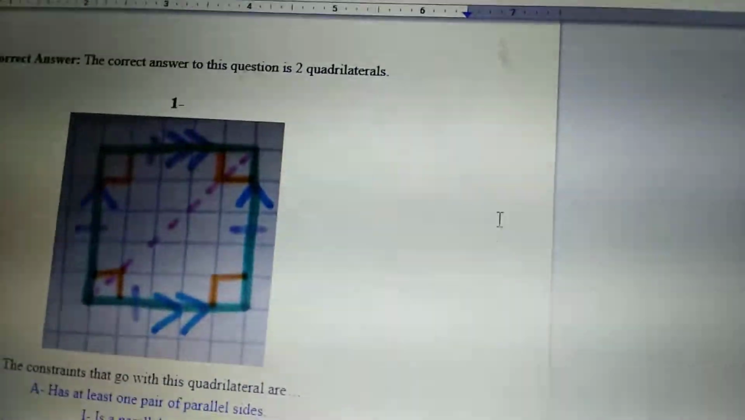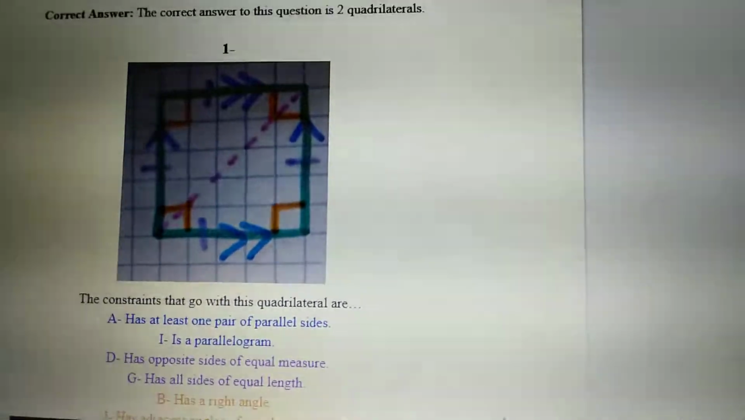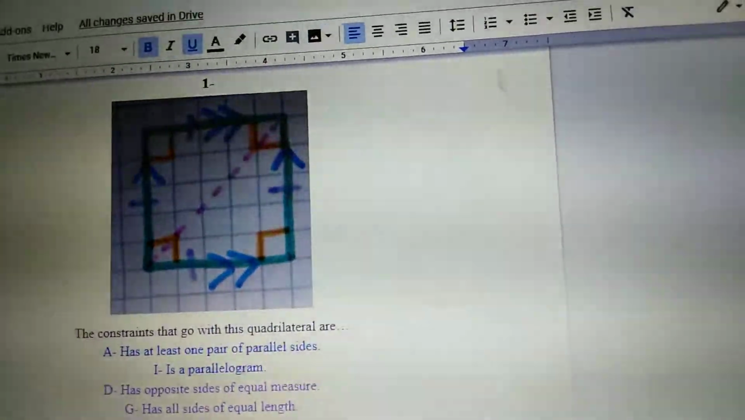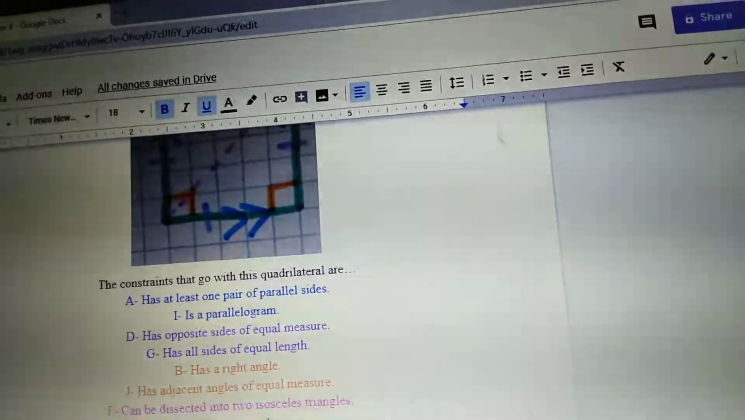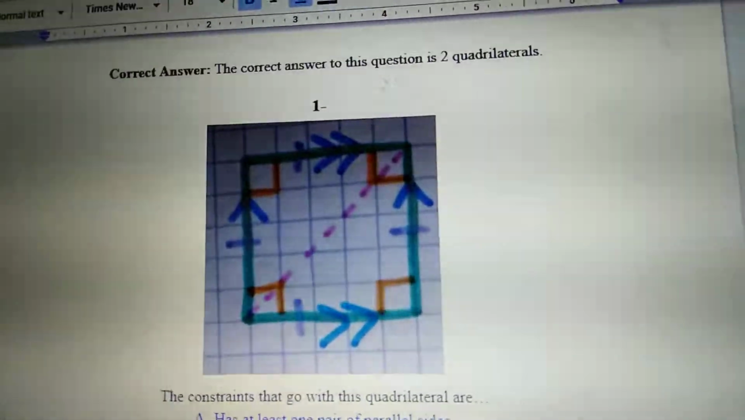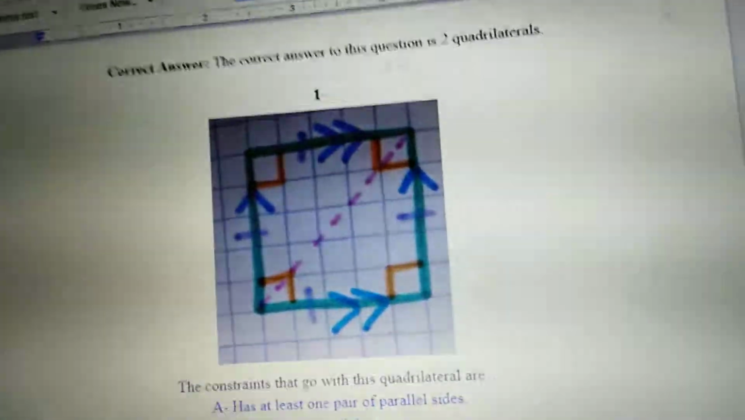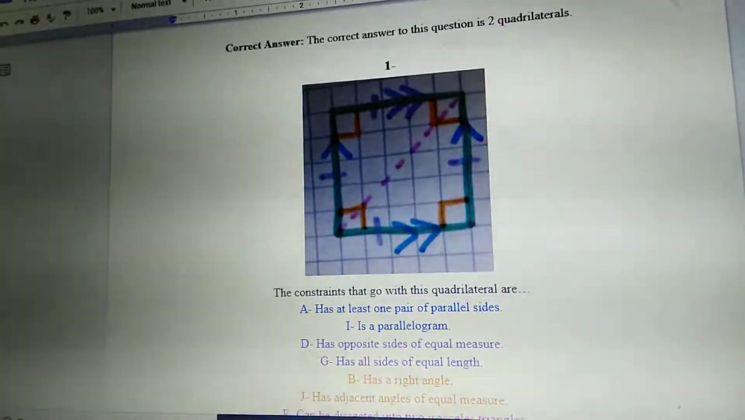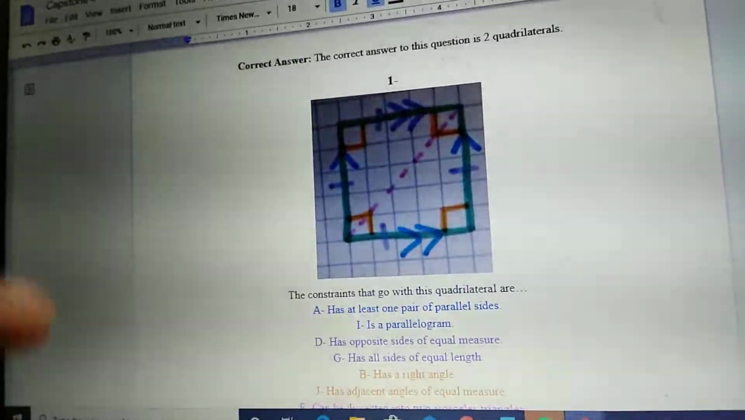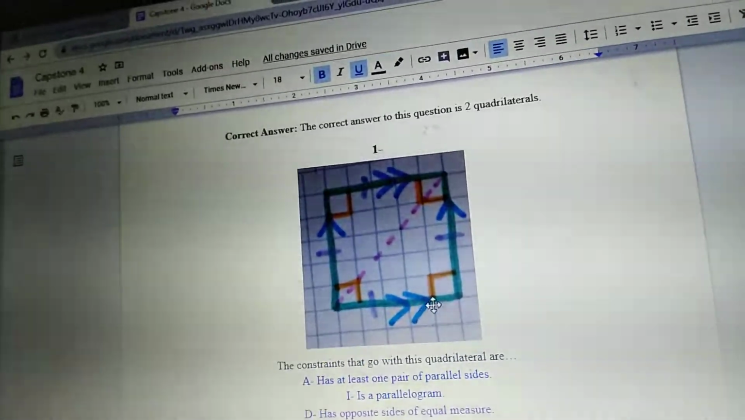And I, it is a parallelogram. Well, it's implied, but I'll explain to you why it is a parallelogram later. And D has opposite sides of equal measures, and G has all sides of equal length. If constraint G applies to this polygon, then automatically constraint D will have to apply. And then B has a right angle, and it has, of course, 4 right angles. And as you can see here, I marked it in orange.